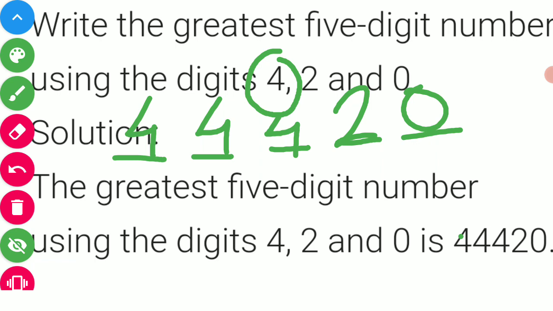Now if the same question asks, write the smallest 5 digit number using the above digits only, 4, 2 and 0. So again we have to write the smallest number. For that, as you know, you can't start with 0, because if you start with 0, the number of digits will become less. So we will take the second smallest digit here, that is 2.